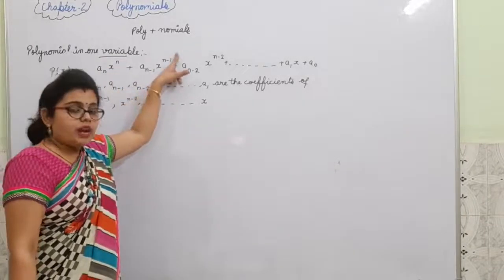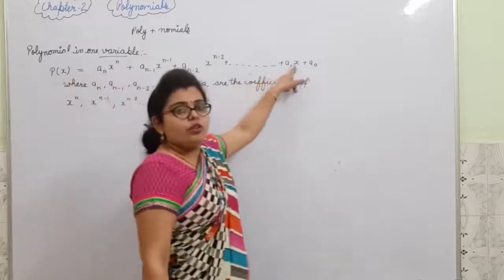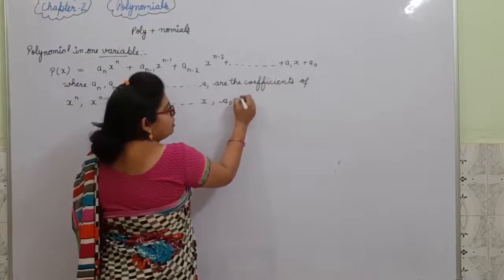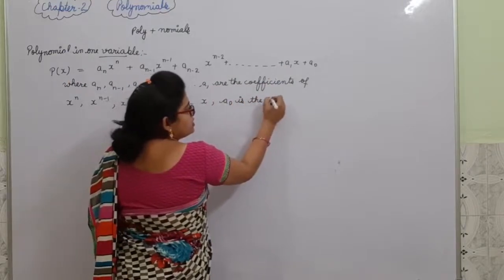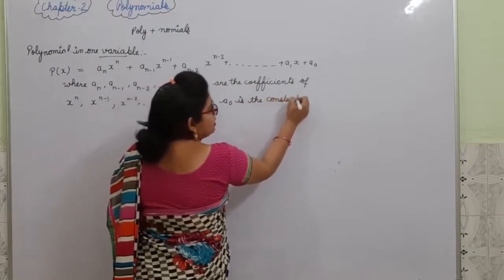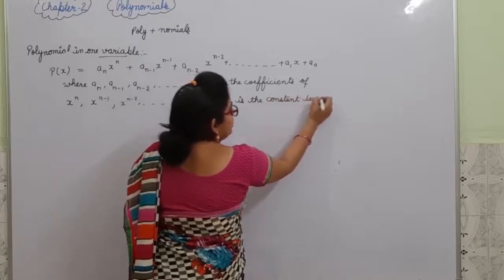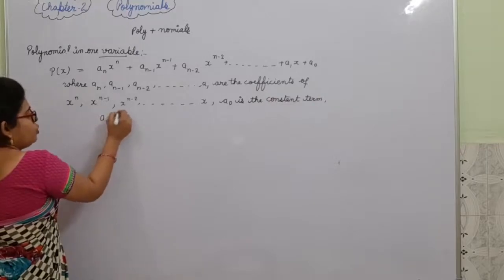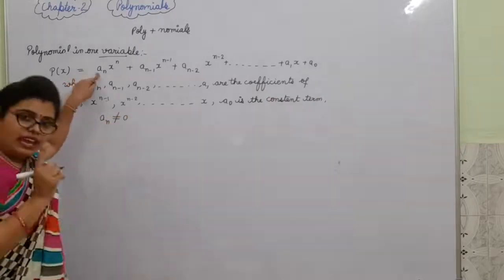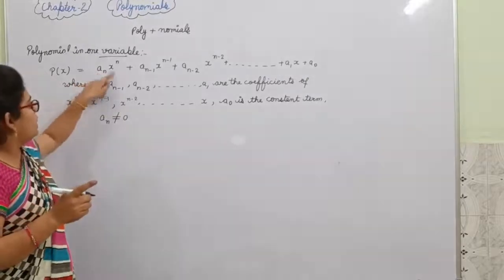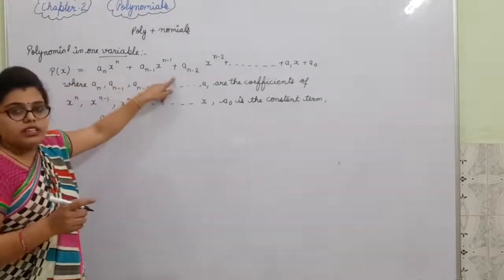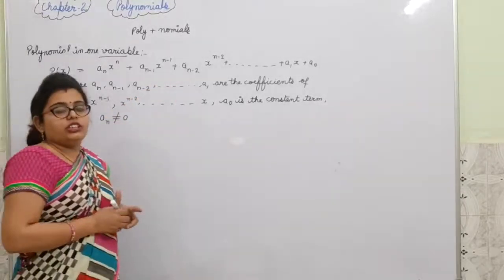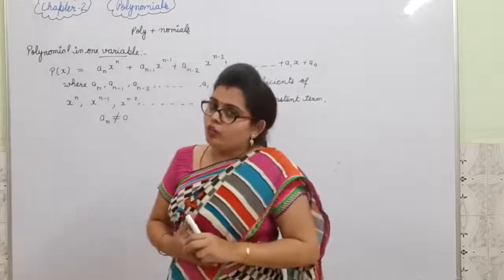an is the coefficient of x raised to power n, an minus 1 is the coefficient of x raised to power n minus 1, and so on. a1 is the coefficient of x and a0 is the constant term, where an cannot equal 0. अगर ये 0 के equal होगा, then it cannot be a polynomial. This is the required condition for a polynomial in one variable.